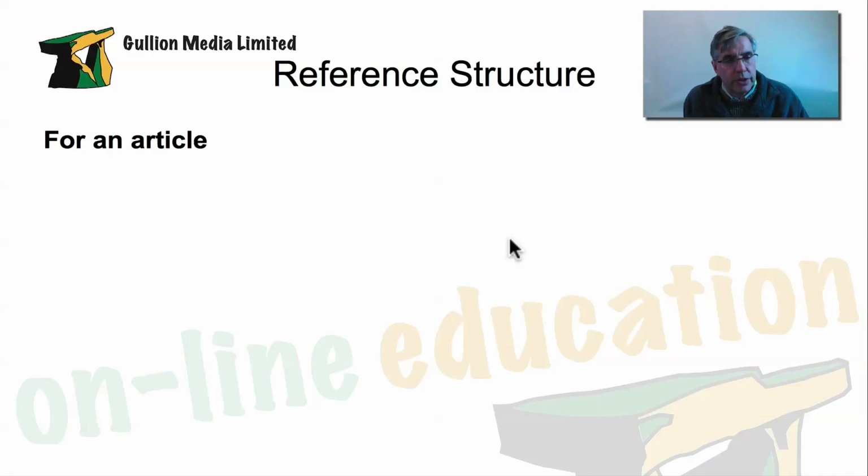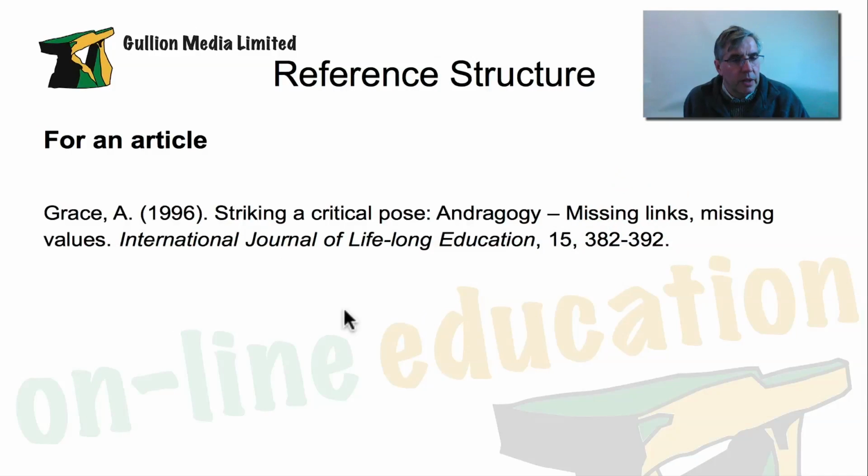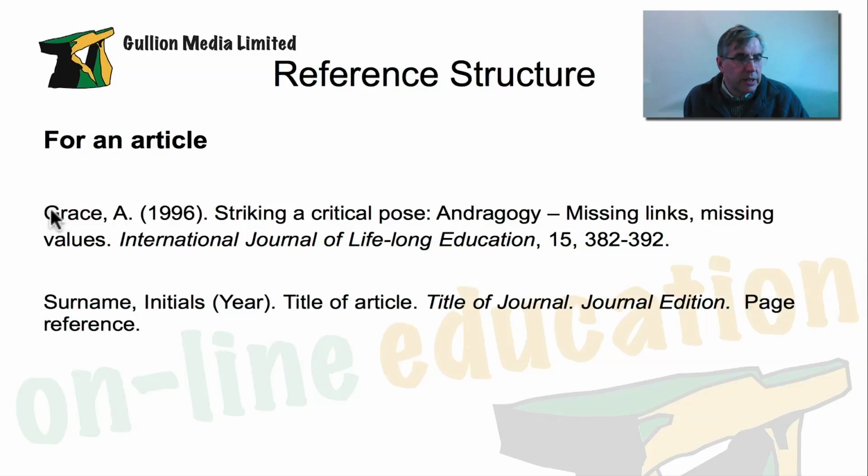So the reference structure for an article. Here we have an article that is referenced at the end, and the structure is basically the surname, the person's initial, the year, the title of the article, if in this case it's in a journal, so we have the title of the journal in italics, the edition of the journal, the pages in between the start and the end that the article is referred to.